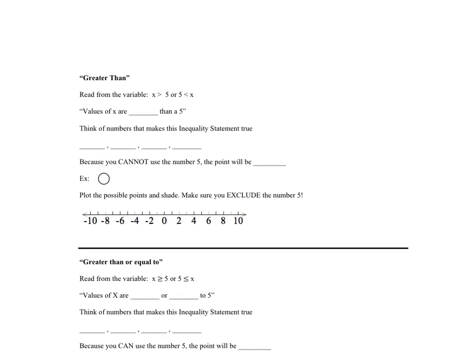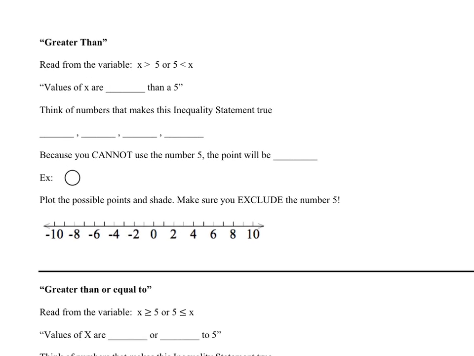All right, the same thing is going to happen here, except now we're using greater than. So x is greater than 5. The values of x are greater than 5. So I want to look for numbers that are greater than 5. Is 5 greater than 5? No. So I can't use 5.